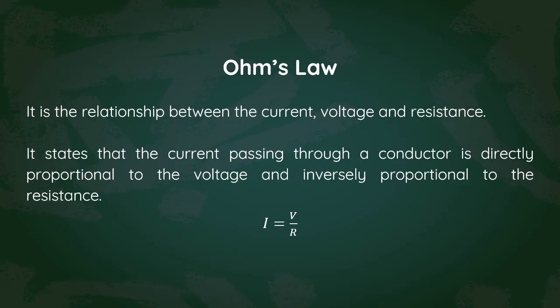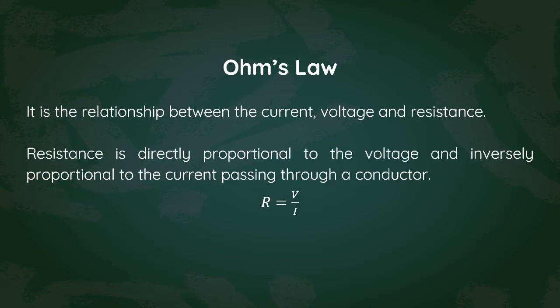Now, if we consider resistance, resistance is directly proportional to voltage and inversely proportional to the current, thus giving us an equation: resistance is equal to voltage divided by the current.